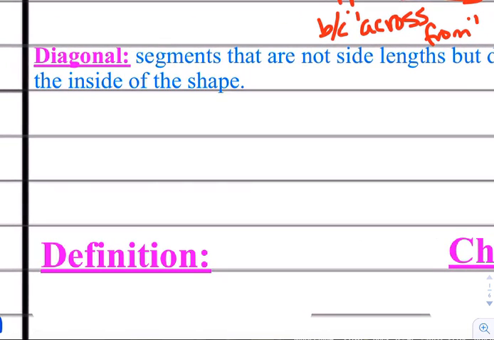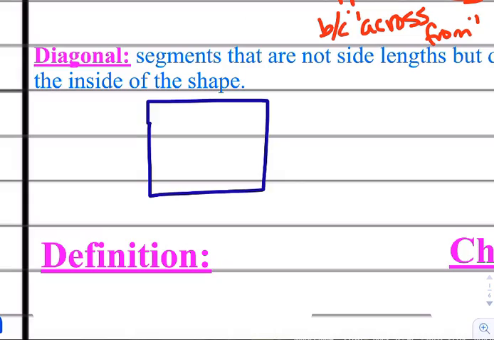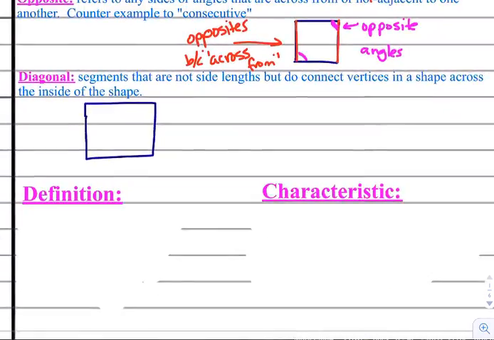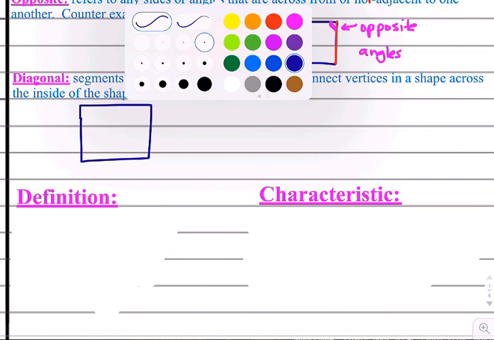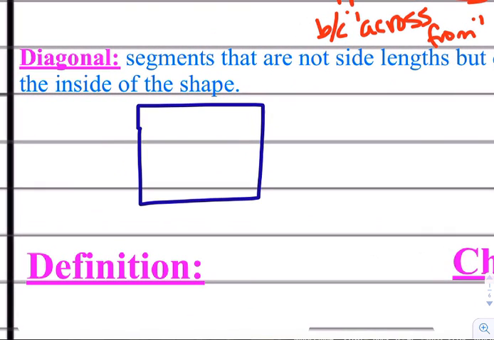The last definition I want to talk about is diagonals. Diagonals refer to segments that are not side lengths, so they're not the things that actually make the shape, but they do connect vertices by going across the shape. What I mean is this: if you consider this vertex and this vertex, that's a diagonal.